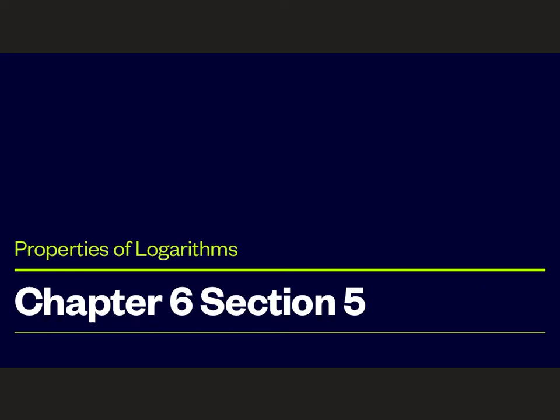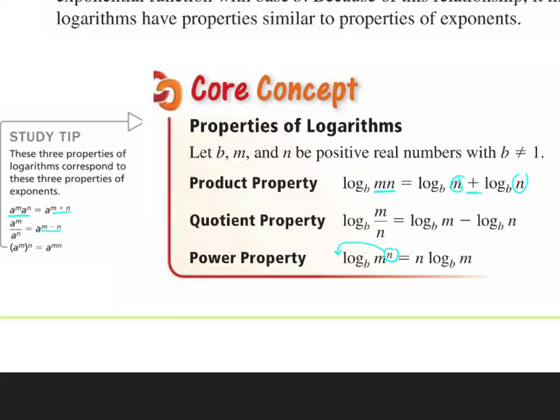So this is chapter 6, section 5, part 2. We're going to continue using our three properties of logarithms. We continue with the product property, quotient property, and power property. So just a reminder, when we expand, we add if we're multiplying to begin with.